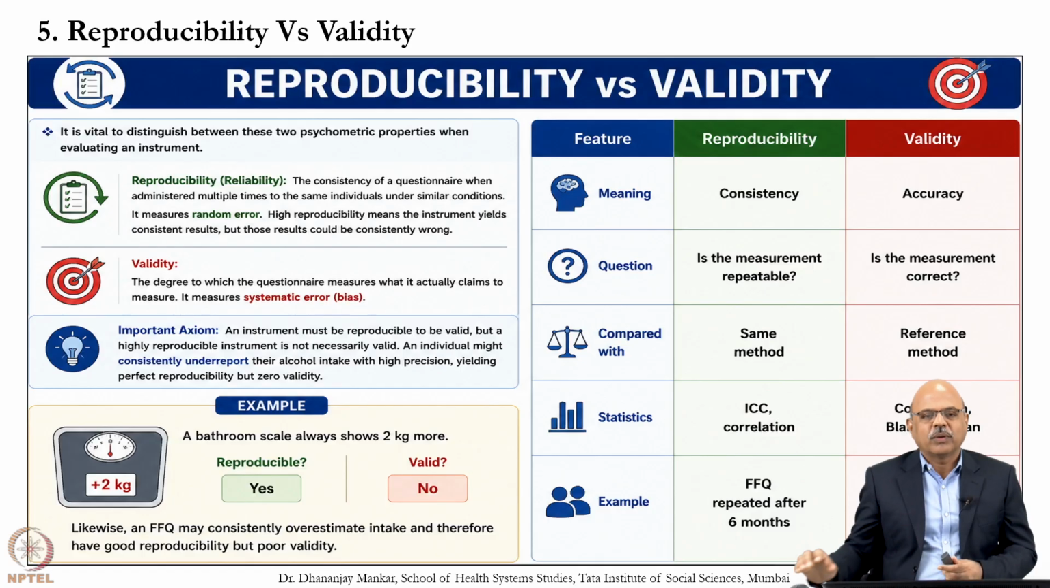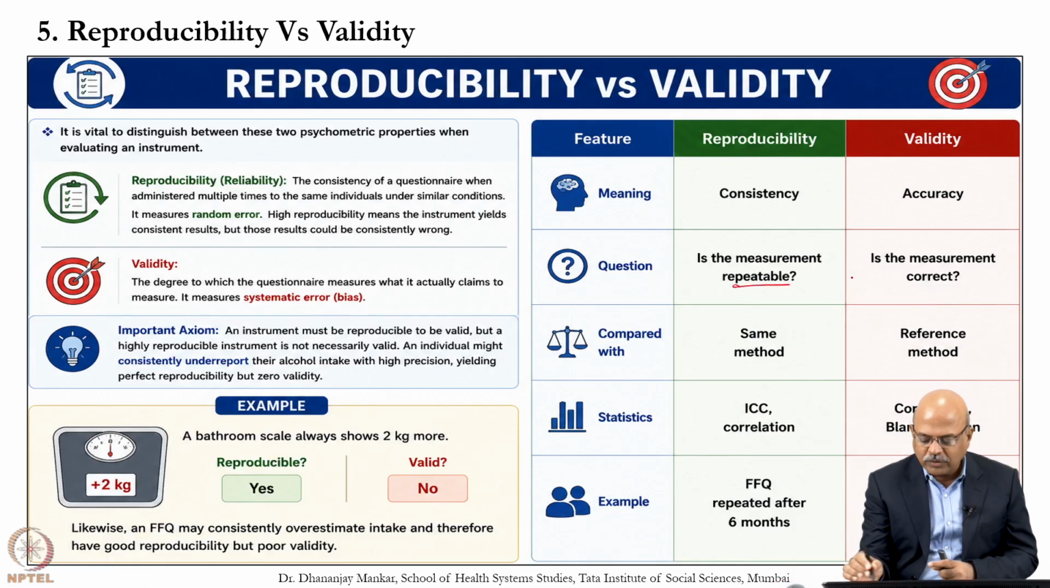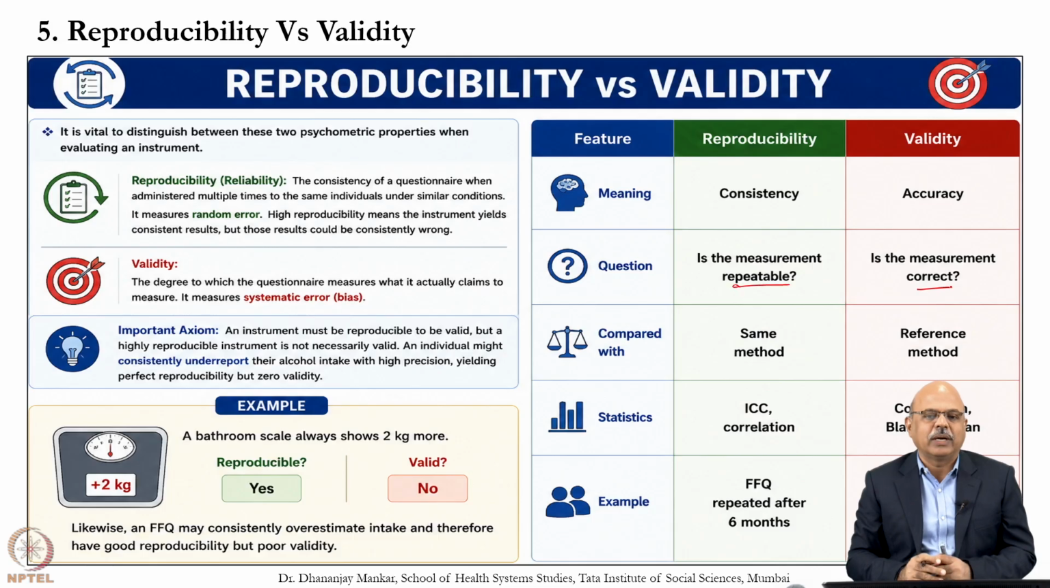Now, reproducibility versus validity. It is vital to distinguish between these two psychometric properties when evaluating an instrument. There is a great problem in differentiating them: reproducibility is consistency, and validity is accuracy. The question in reproducibility is whether the measurement is repeatable, and in validity whether the measurement is correct.